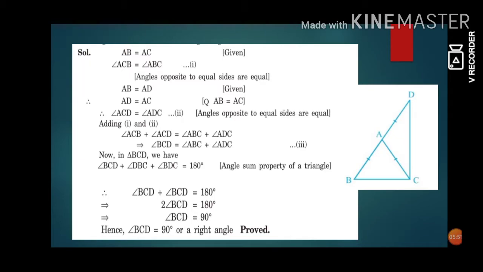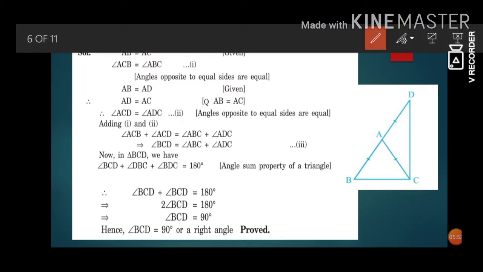That means the base angles of triangle ABC are equal. Angle B and angle C are equal. Again it is given AB is equal to AD. So we can say AD is equal to AC. Following the first part, AB is equal to AC and AB is equal to AD. Together it will give AD is equal to AC.